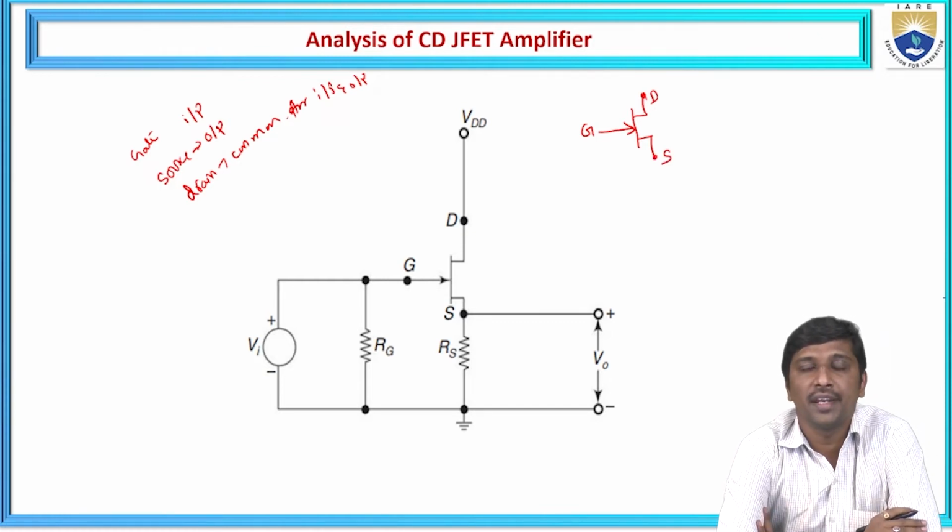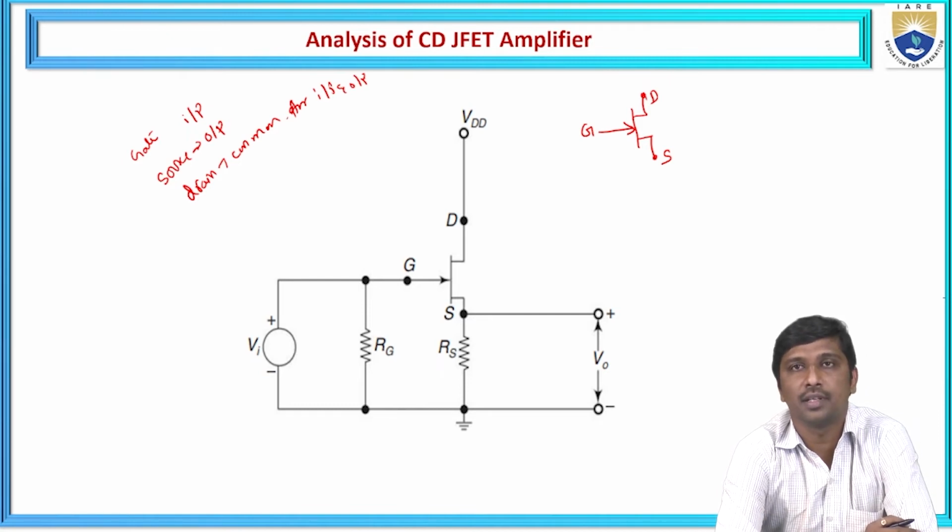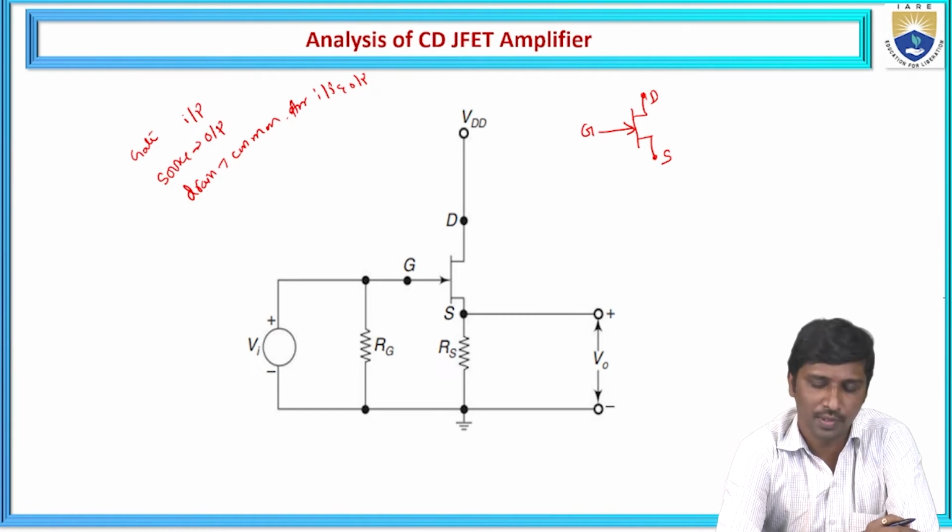Now, to allow some amount of current, we require external biasing, or we need to apply an electric field between two terminals: one is drain to source, and another is gate to source.